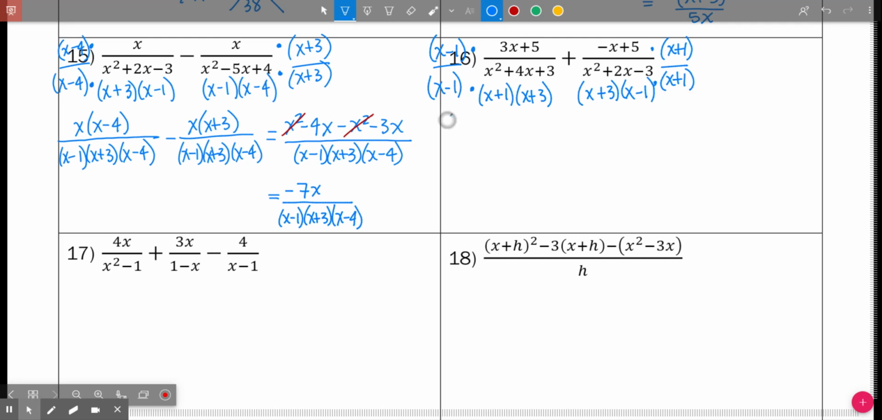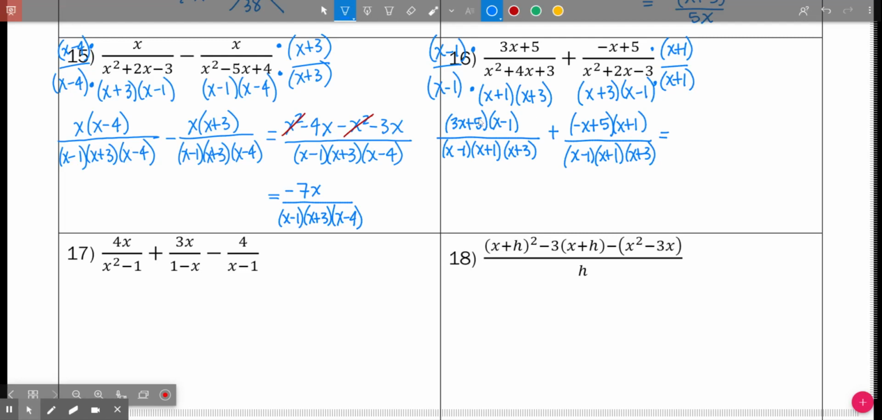So this is 3x plus 5 times x minus 1 over x minus 1 times x plus 1 times x plus 3, plus negative x plus 5 times x plus 1 over x minus 1 times x plus 1 times x plus 3.